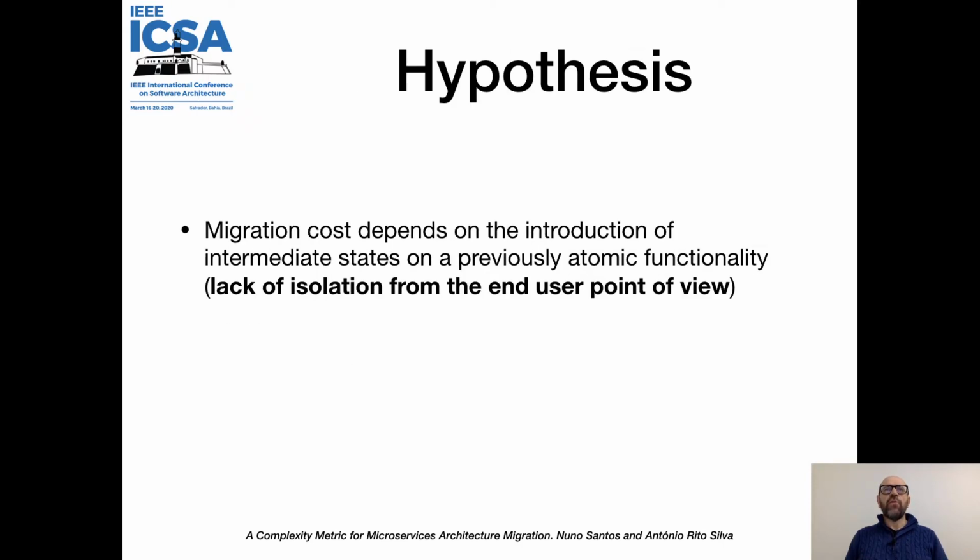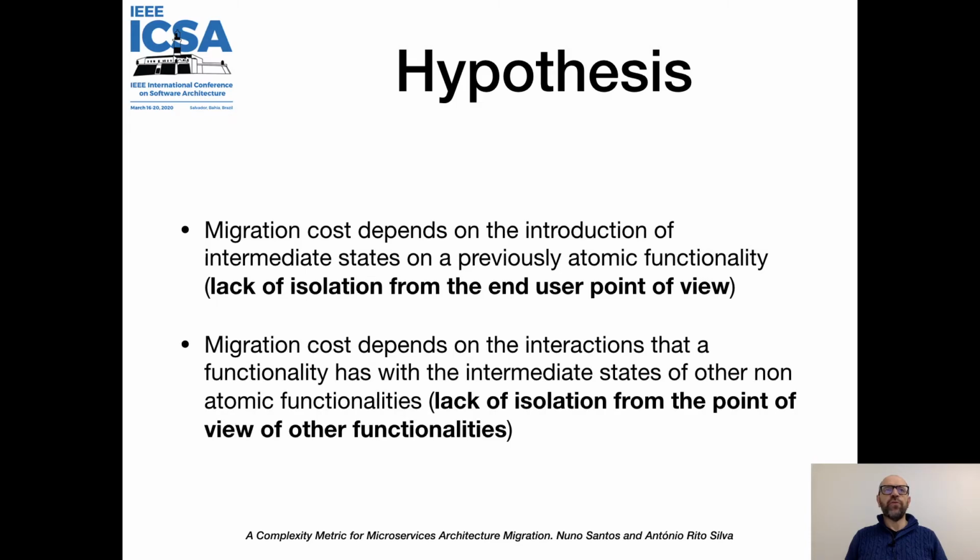Okay. So our hypothesis is that the migration cost depends on the introduction of intermediate states in a previously atomic functionality. So this is basically from the lack of isolation from the user point of view, and the migration cost depends on the interaction that a functionality has with the intermediate states of other non-atomic functionalities. So this is a lack of isolation from the point of view of the other functionalities.